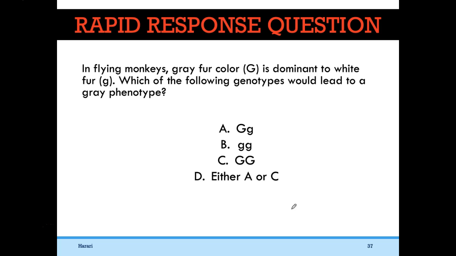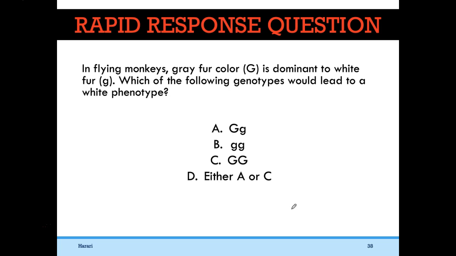In flying monkeys, gray fur color, big G, is dominant to white fur, little g. Which of the following genotypes would lead to a gray phenotype? The answer is D. Either A or C would lead to a gray phenotype. Which would lead to a white phenotype? So pause here, and the answer is B, little g, little g.